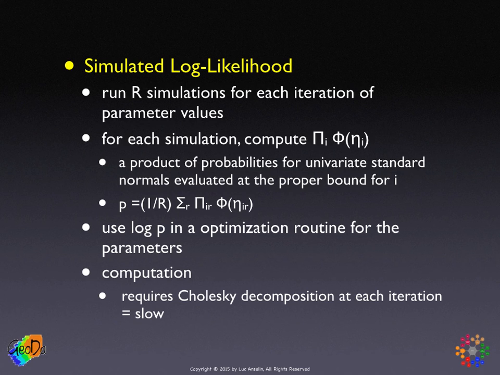There is no analytical asymptotic variance-covariance matrix, but typically the numerical optimization routine that you use will give that to you automatically as the Hessian, the second partial derivatives used in the optimization routine. So that's the maximum likelihood estimation.